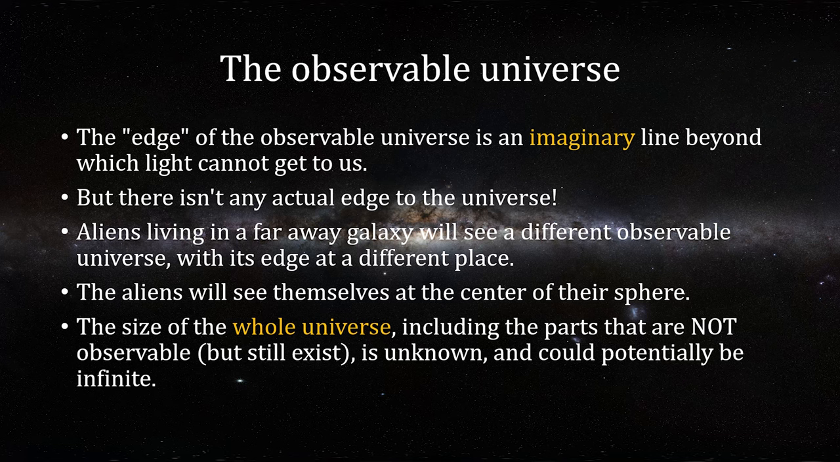The size of the whole universe, including the parts that are not observable, but don't get confused. If they're not observable, doesn't mean they don't exist. It just means that we haven't seen the light from them yet. So the size of the whole universe is unknown. It could potentially be infinite, or like I mentioned before, it could be of finite size, but cyclic, so you go that way and then you find yourself back in the same point you started from.